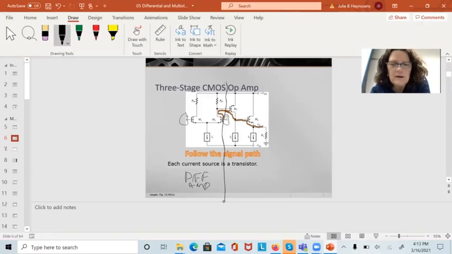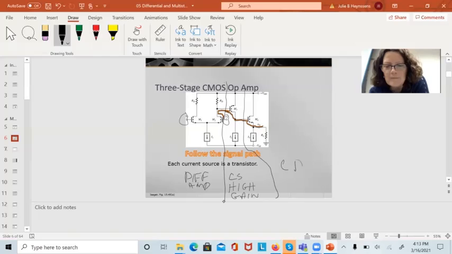Stage 2, if I look at this, the input signal is going in on the gate and it's going out on the drain. So this is a common source. This is a high gain stage. We figured that part out already, high gain. And then I look at stage 3, and my input's coming in on the gate and the output's coming off of the source. This is a common drain. This is a buffer.